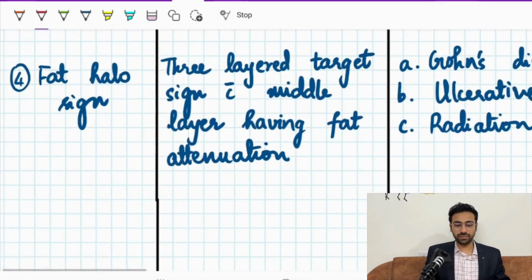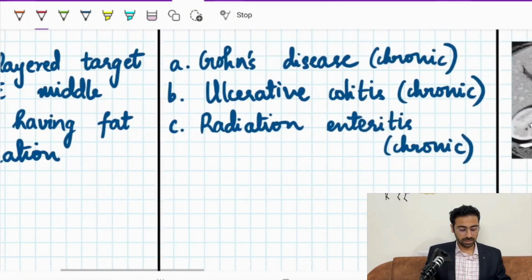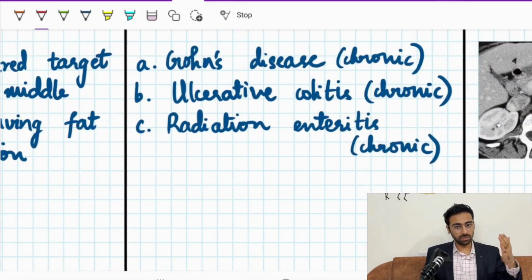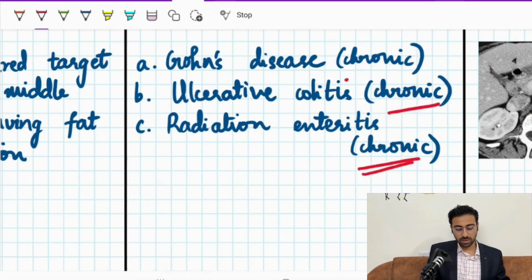Coming next to the fat halo sign. This is a three-layered target sign appearance similar to that of the water halo sign, but it shows fatty attenuation in between. This is again seen in the same diseases that we saw in the water halo sign, meaning inflammatory bowel disease, infective, radiation enteritis, but the important feature is it is seen in the chronic phase of these diseases.